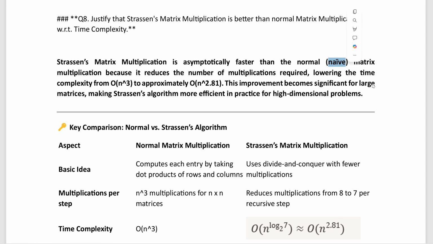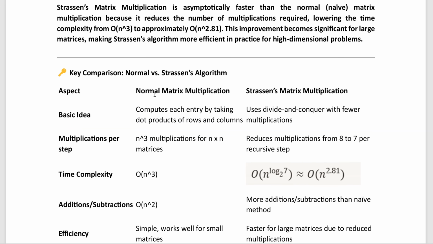Normal matrix multiplication is also known as the naive matrix multiplication method. Strassen's reduces the number of multiplications required, lowering the time complexity from big O of n raised to power 3 to approximately big O of n raised to power 2.81. This improvement becomes significant for large matrices, making Strassen's algorithm more efficient in practice for high dimensional problems. So now we can compare both of them, the naive method with Strassen's method. First aspect is to consider the basic idea.